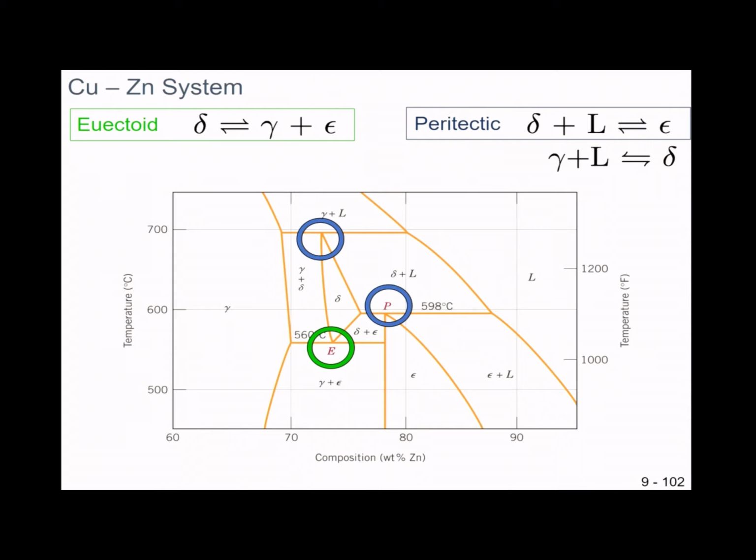Okay, so this is just the zoomed in area of the same phase diagram outlining the peritectic and eutectoid, although that's misspelled.